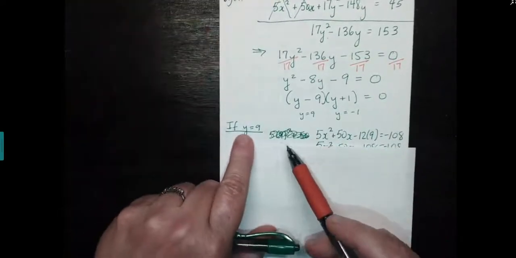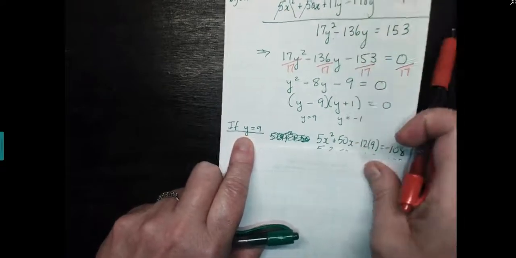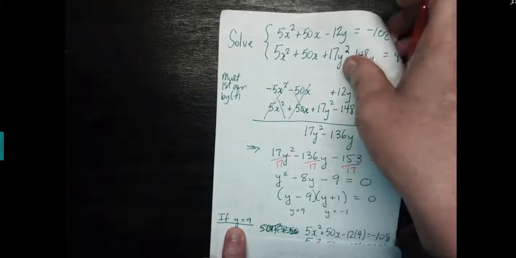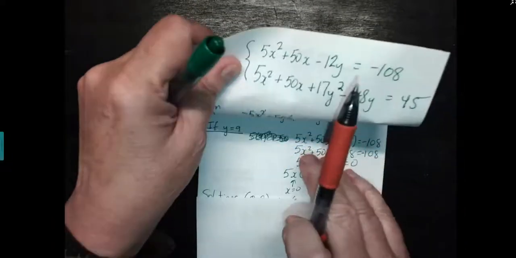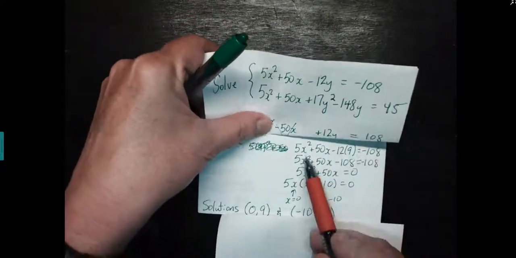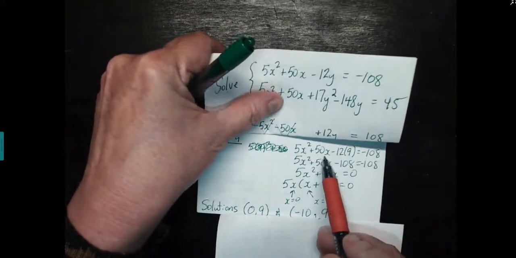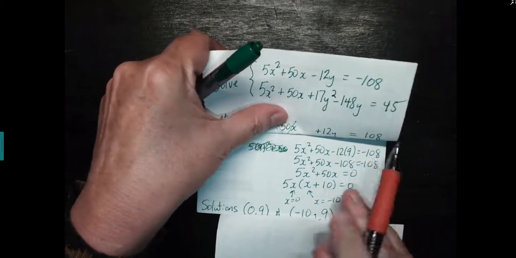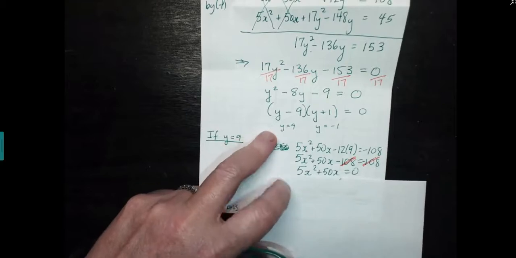If y is equal to 9, then I'm going to take the top equation. So I've written that down here. I'm going to take that top equation and plug in y equals 9. So I have my x terms, and I have minus 12 times 9 equals negative 108. And so then that gives me this, and these will cancel. And so I just have that that's equal to 0.